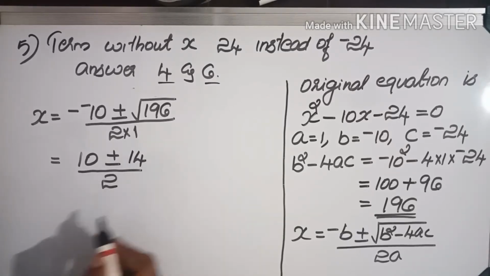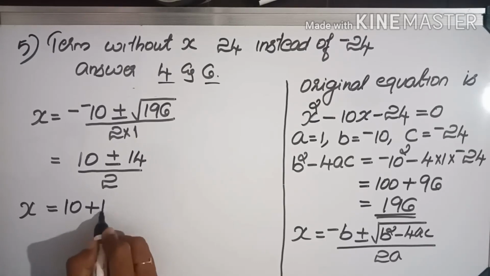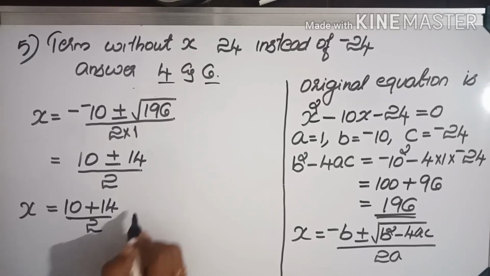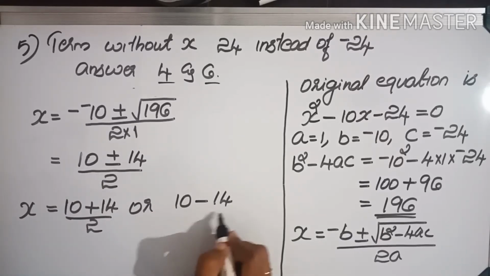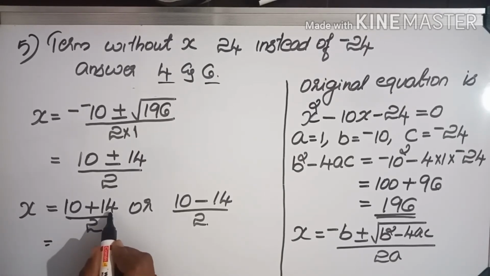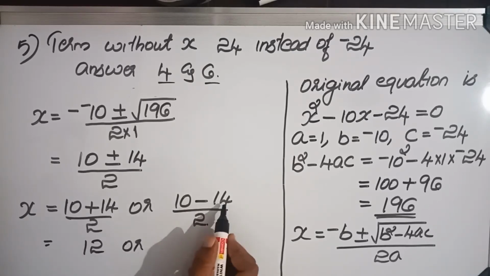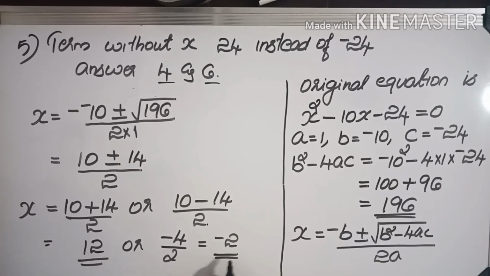Now let's split the equation, that is x is equal to 10 plus 14 by 2 or 10 with a minus also, 10 minus 14 by 2. That is 10 plus 14 is 24, 24 by 2 is 12, or 10 minus 14, 10 minus 14 is minus 4 by 2, that is minus 2. Either 12 or minus 2 is the answer.